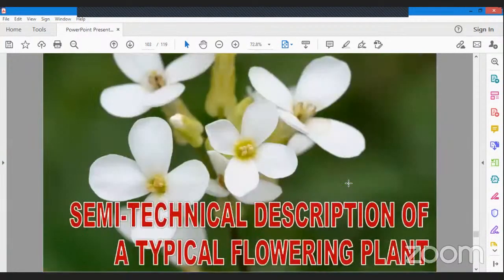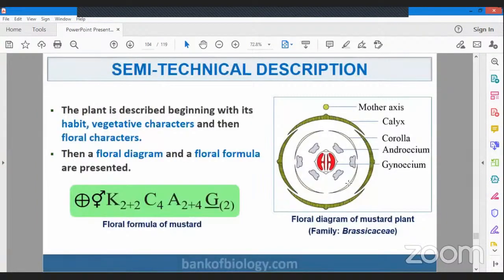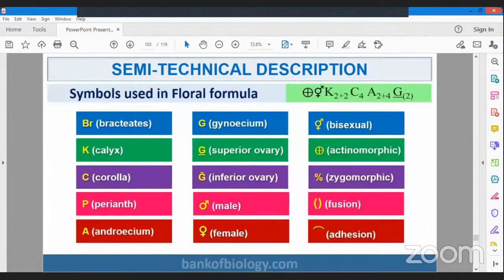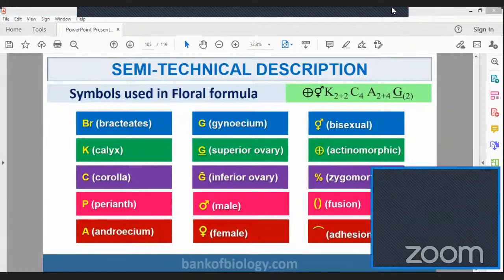Done. So now, semi-technical description of typical flowering plants. If we take a flowering plant and take a cross section of it, then each part of the flowering plant can be described with a particular formula. The plant is described beginning with its habit, vegetative characters, and then the floral characters. Then a floral diagram and floral formula can be represented. Look at the different formulas here. Take each and every one of it. It's very important.